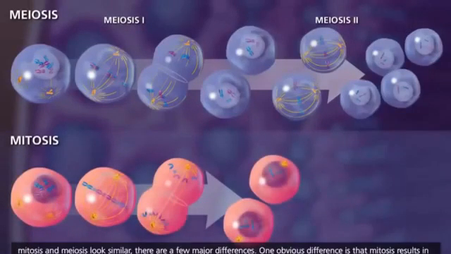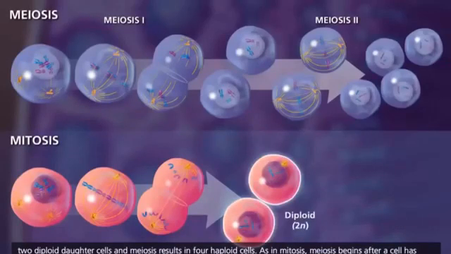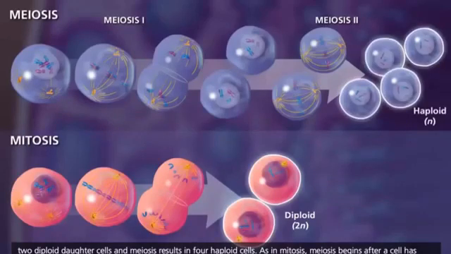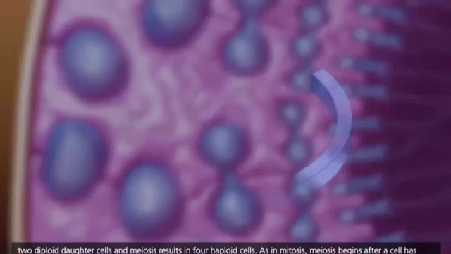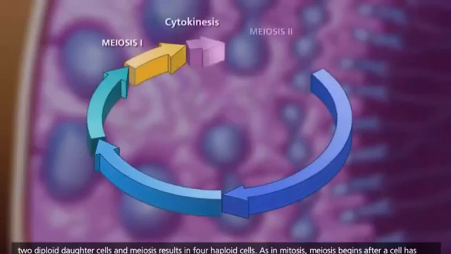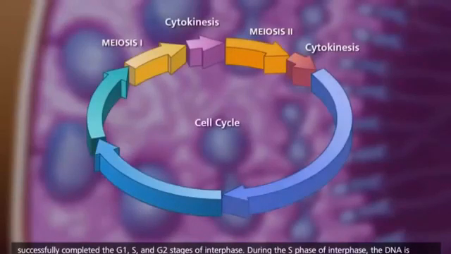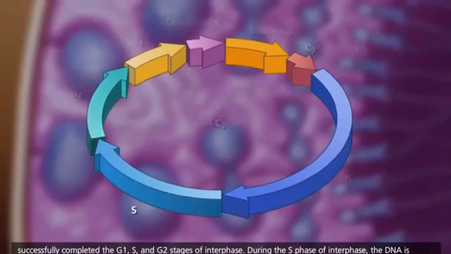Although the processes of mitosis and meiosis look similar, there are a few major differences. One obvious difference is that mitosis results in 2 diploid daughter cells, and meiosis results in 4 haploid cells. As in mitosis, meiosis begins after a cell has successfully completed the G1, S, and G2 stages of interphase.